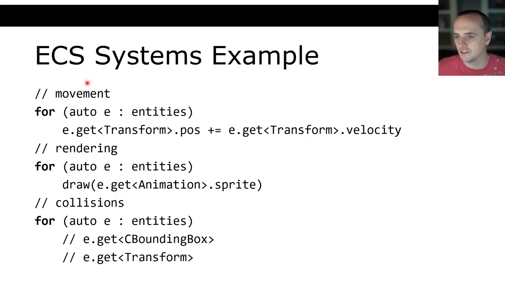So in our movement system, we go through all of our entities and we take our transform's position and we add the velocity to it. Right? Okay. Well, okay. So in the movement system, we basically only deal with the transform, right? The transform component. In the rendering, we're drawing the sprite, right? So in the rendering, well, okay, maybe we just look at the sprite and we draw it. In the collisions, we're looking at the bounding box and we're looking at the transform.